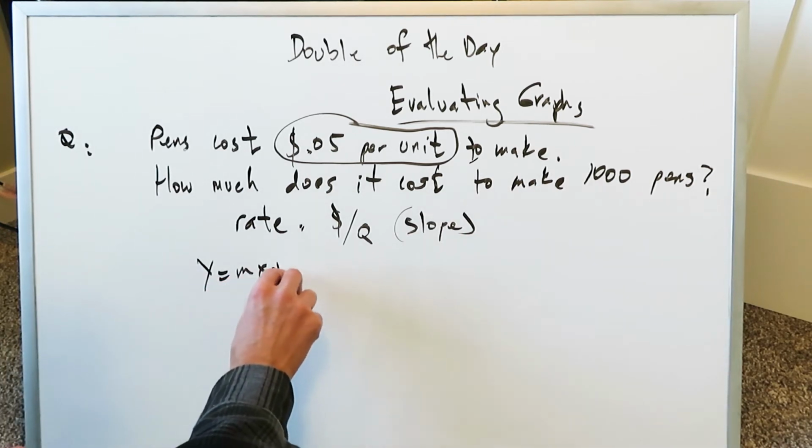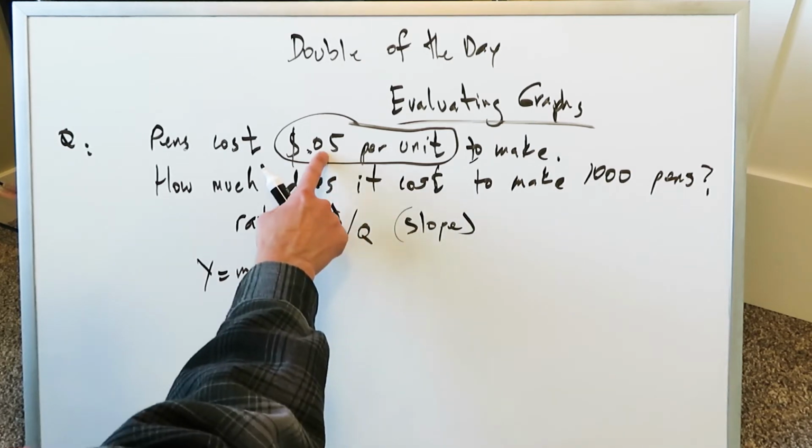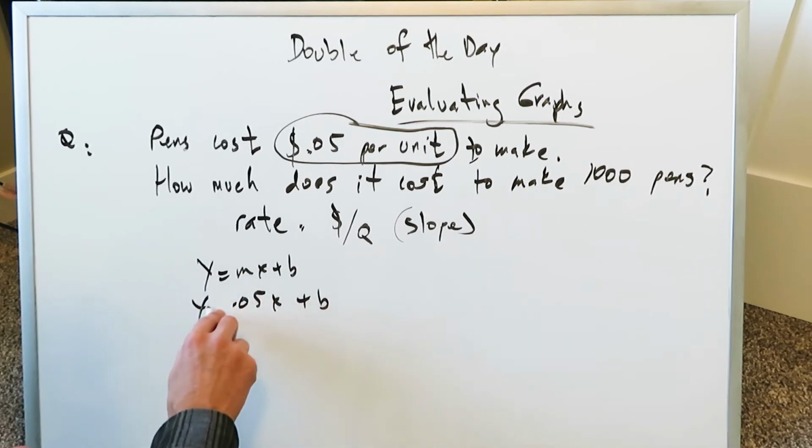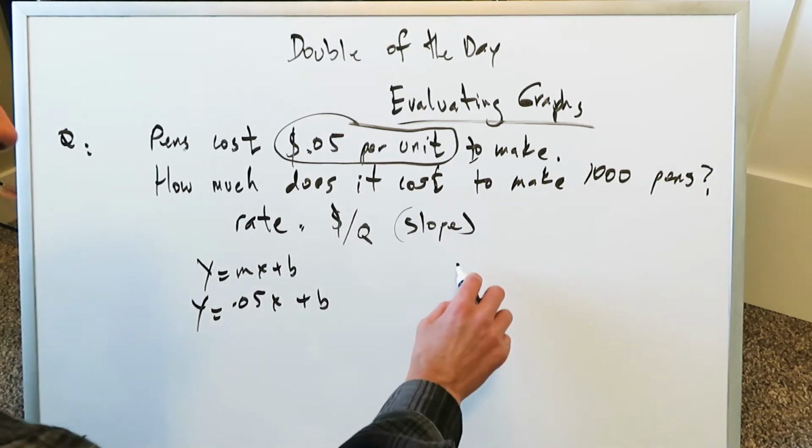Well, how would you look at that? y is equal to mx plus b. We know the rate over here is the slope, 0.05x plus b, and y is equal to that. We need to know what b is. How can you figure out what b is? Well, think about common sense and logic.